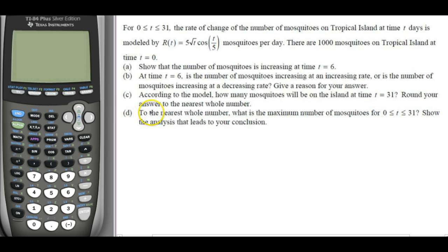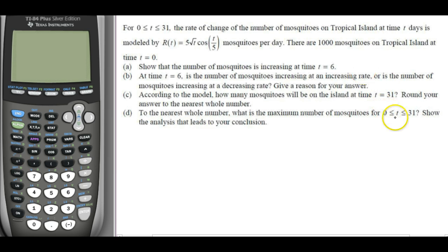And finally, part D. To the nearest whole number, what is the maximum number of mosquitoes for times t between 0 days and 31 days? Show the analysis that leads to your conclusion. So we're trying to figure out what was the maximum number of mosquitoes at a particular time on the island. What was the most amount there ever was? So we know how many mosquitoes there were on the island at time 0 to begin with. This is a closed interval, so I would need to determine how many there were at time 0.